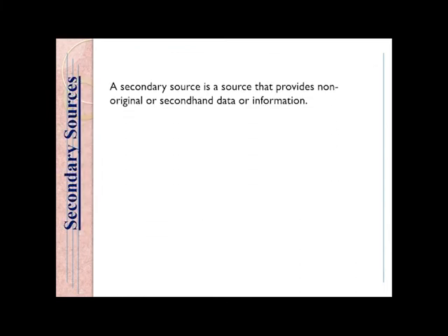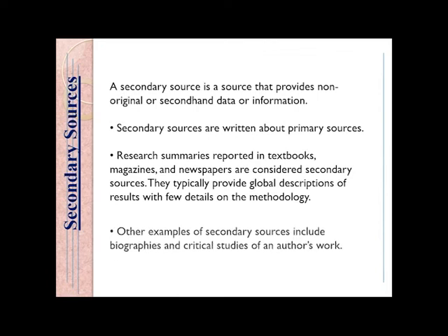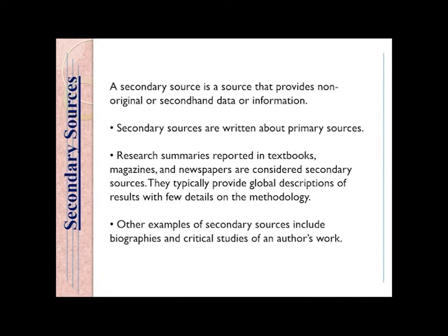Secondary sources. A secondary source is a source that provides non-original or second-hand data or information. Secondary sources are written about primary sources. Research summaries reported in textbooks, magazines, newspapers, all are considered secondary sources. They typically provide global descriptions of results with few details on the methodology. Other examples of secondary sources include biographies and critical studies of an author's work.